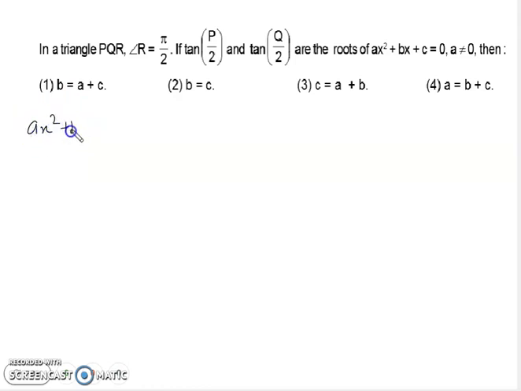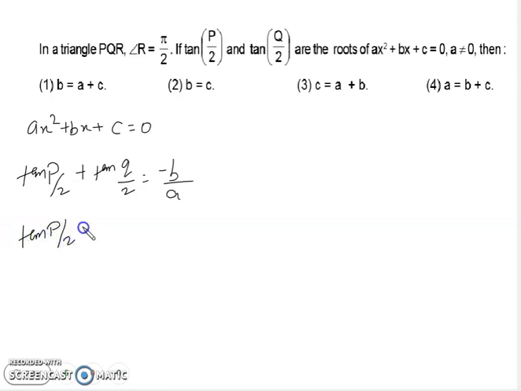So we can write here ax square plus bx plus c is equal to 0, where a is not equal to 0, and the roots of this equation are tan p by 2 and tan q by 2. So directly we can write here the sum of roots, tan p by 2 plus tan q by 2, is equal to minus b by a, right? Are you getting my points guys? And the product of roots, tan p by 2 into tan q by 2, is equal to c by a, right?